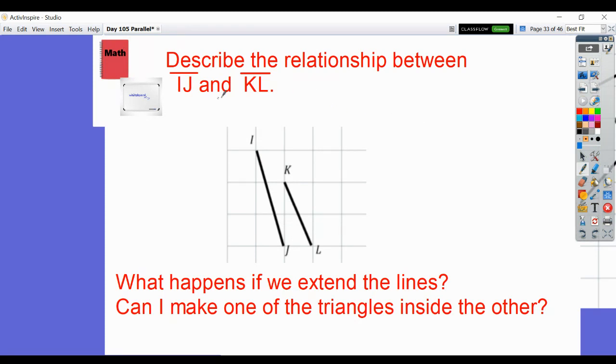Describe the relationship between line IJ and line KL. IJ and KL. What happens if we extend the lines? Can I make one of the triangles inside the other? First, let's extend the line. Let's extend this line.